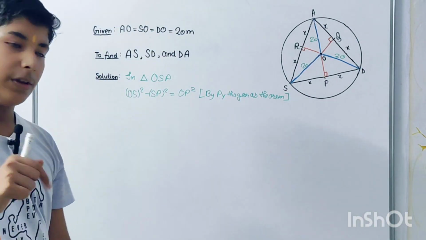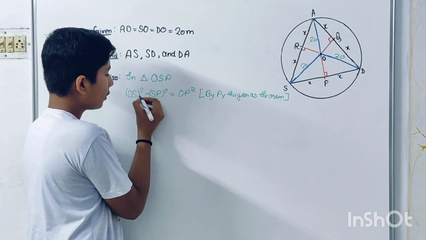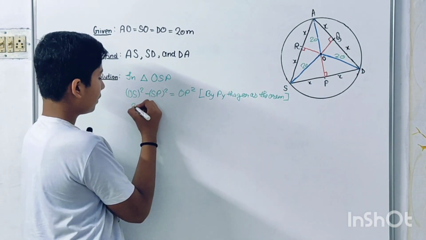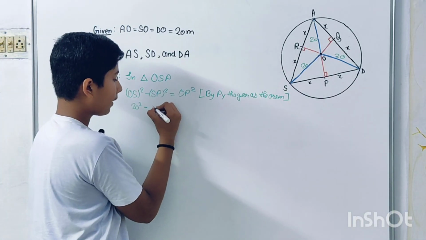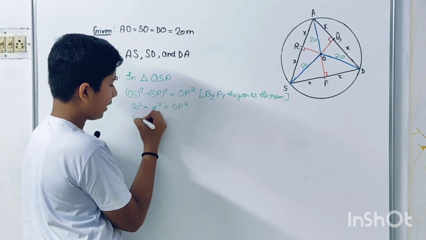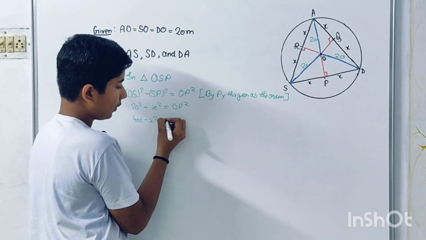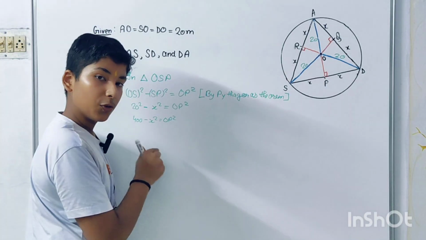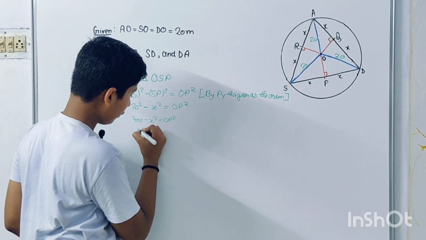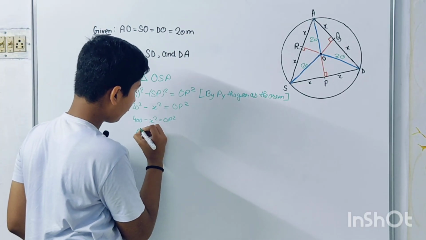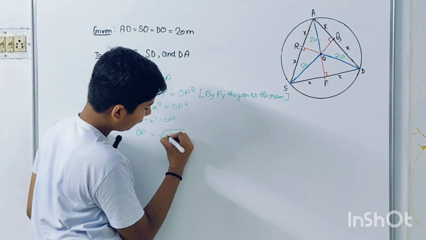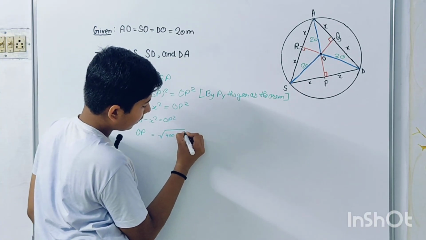By Pythagoras theorem we can say this. OS square minus SP square equals OP square. So OS square is 20 square minus X square equals OP square. 400 minus X square equals OP square. We don't know the value of X, so it will remain X square only. So OP will be equal to square root of 400 minus X square.